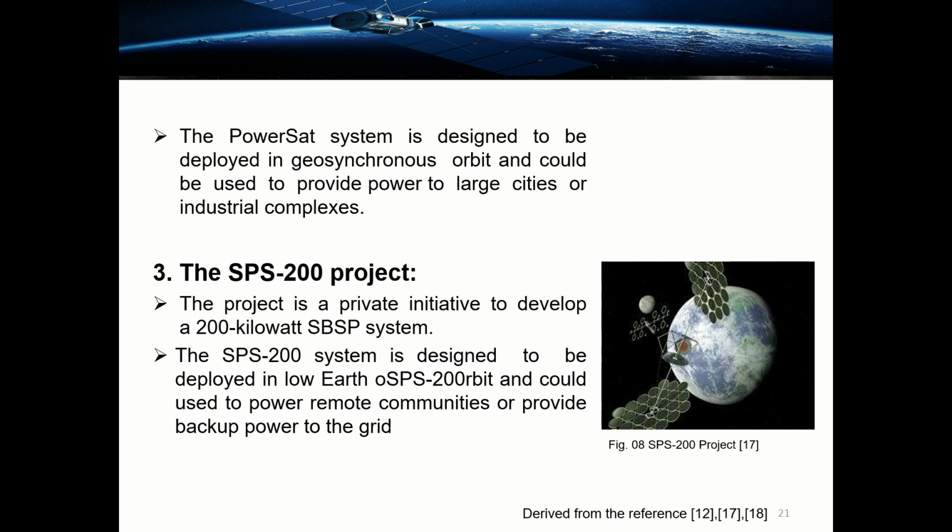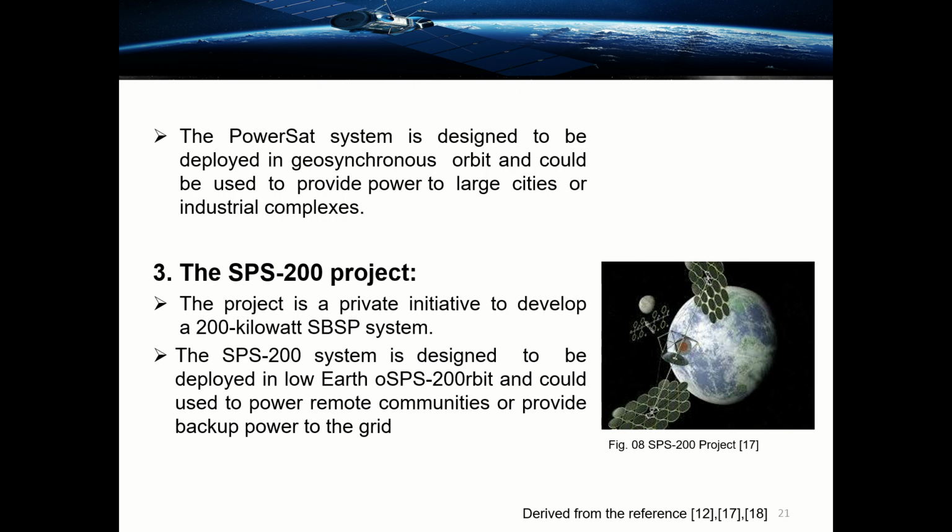The PowerSat system is designed to be deployed in geosynchronous orbit and could be used to provide power to larger cities or industrial complexes. The SPS 200 project. The project is a private initiative to develop a 200 kilowatt space-based solar power system.